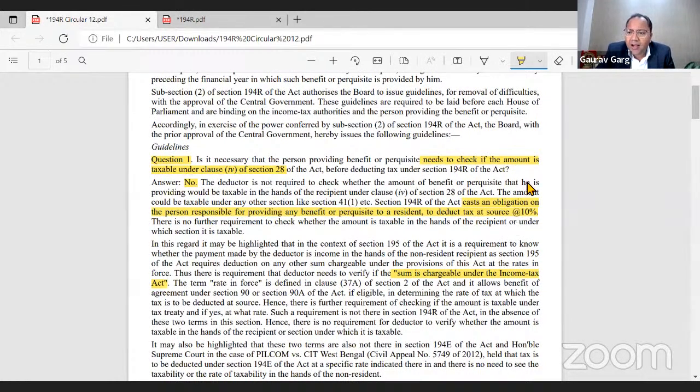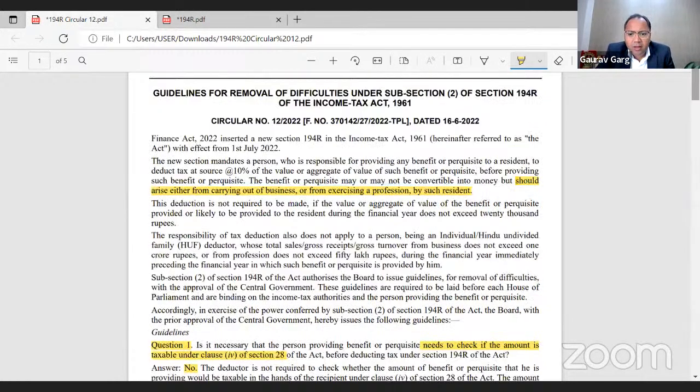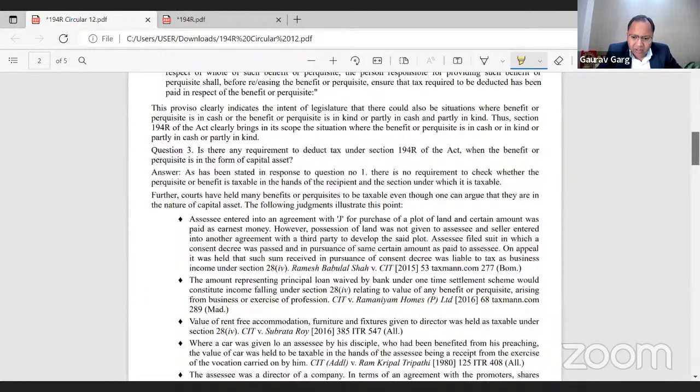But if you move slightly up, and if you come here, it should arise either from carrying out of business or from exercise of a profession by such resident, the answer would be no, because they are saying that it should arise from the business or it should arise from the profession. Also, in one more point, they have mentioned that there should not be any TDS. Let me take you to page number 3.